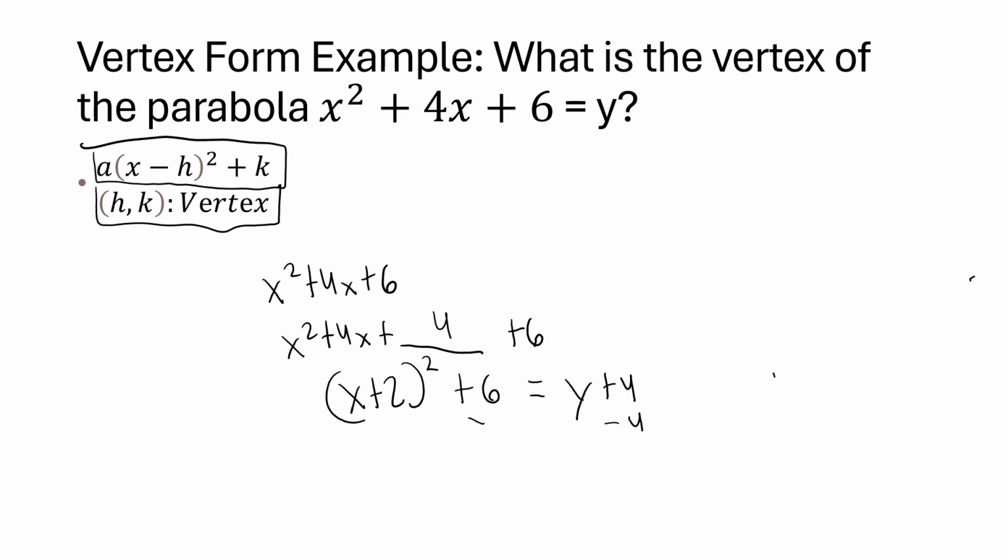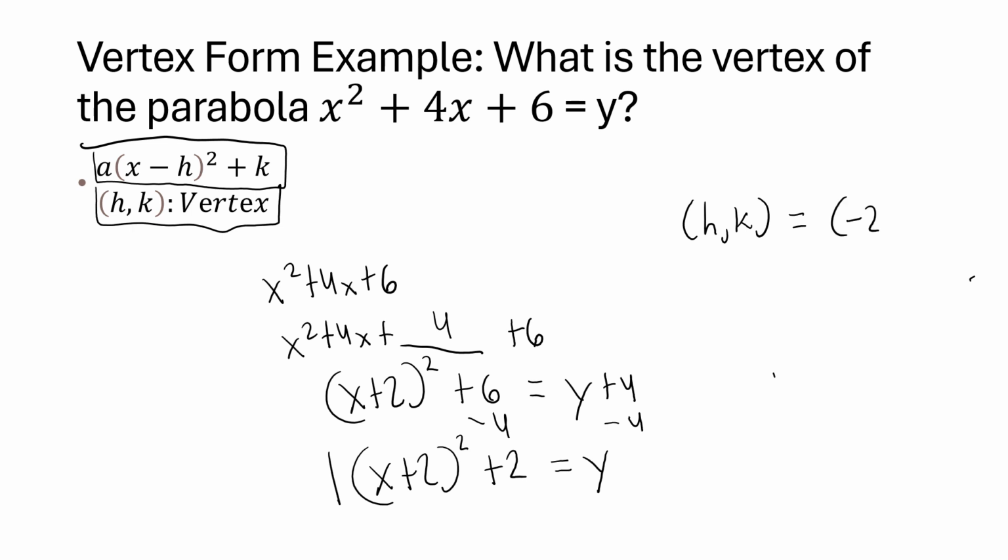Next, we subtract 4 on both sides because we want the y to be by itself. So we get x plus 2 squared plus 2 is equal to y. And so we see that we have vertex form now. So the h, k vertex is just minus 2, comma 2. So that's your vertex.